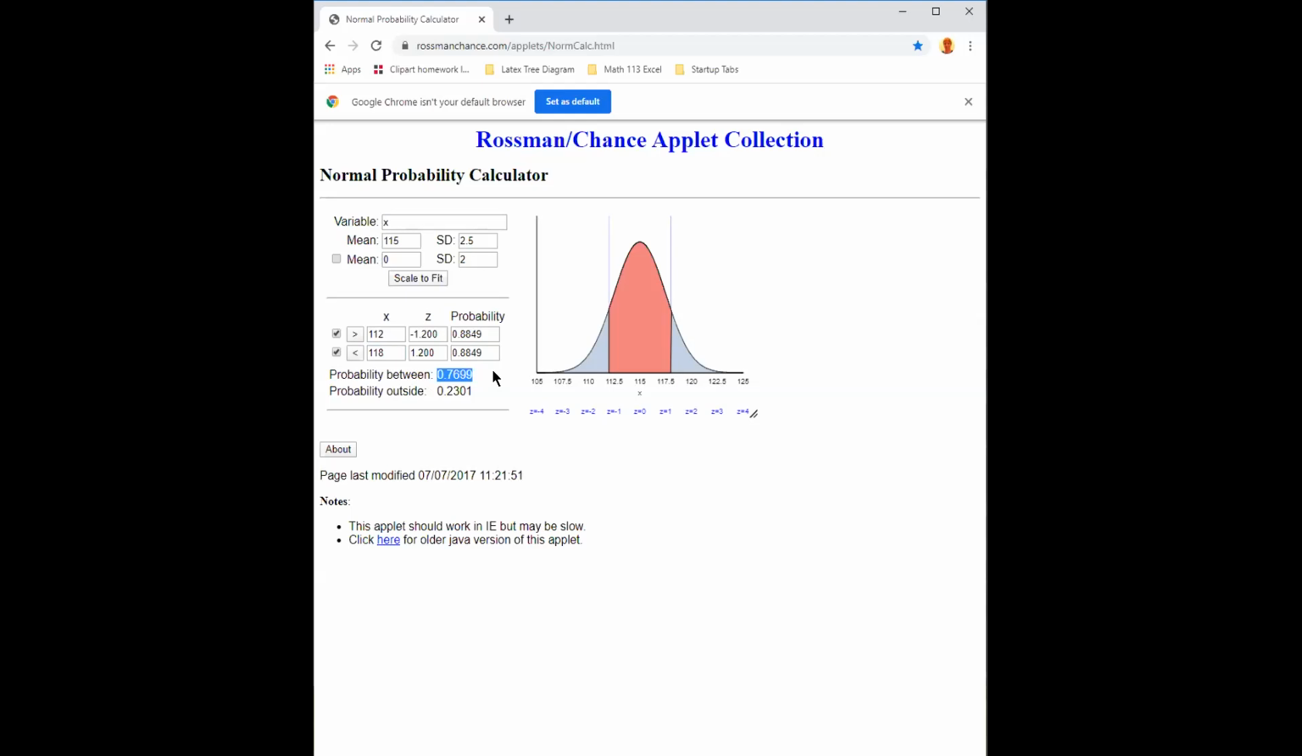And then the only difference between 2 and 3 is our sample size again. So we went from a sample size of 100 to a sample size of 1,000. And so that just impacts my standard deviation. So my standard deviation went from 2.5 to be 0.79. So I'll change that and click Scale to Fit. And that changes my probability between to be that 0.9999 that I got earlier. Okay, so that's how I got my answers using the app.